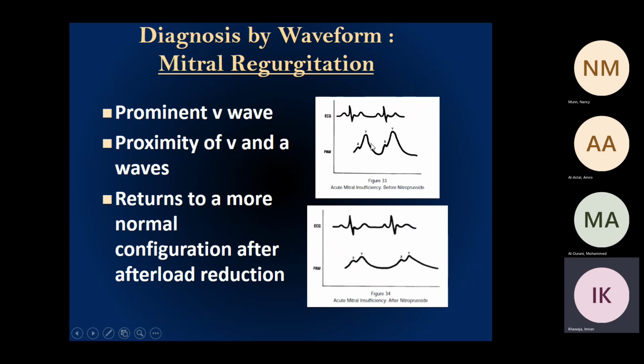So that's an example of a patient with mitral regurg. You see a giant V wave. This is the A wave. After the patient is treated, you're going to see the V wave becoming smaller in size.